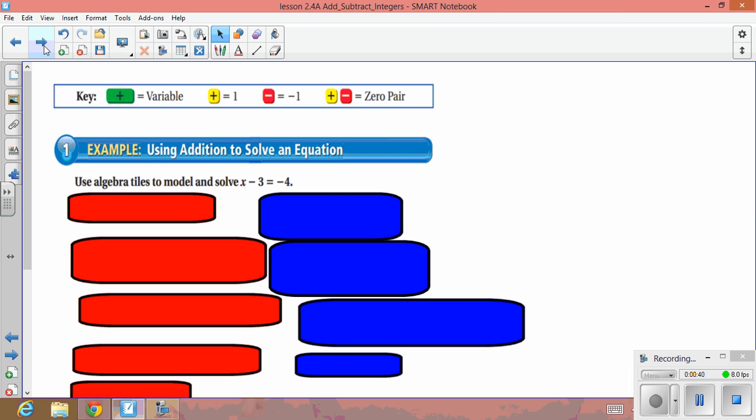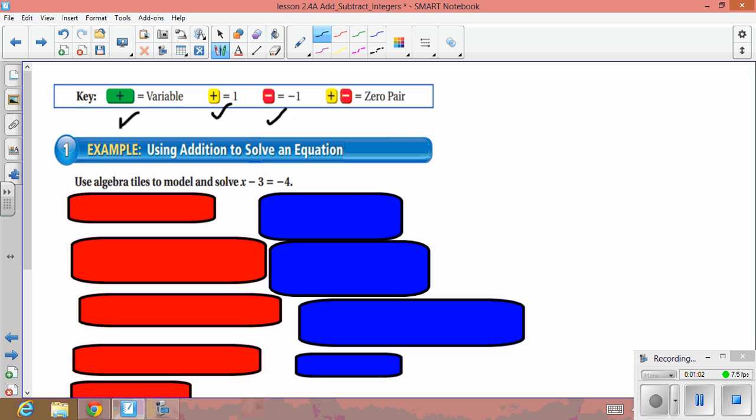If you take a look at the top of the screen, you'll notice that we have a key. Anytime you see a symbol like this, it's a plus in green, that's our variable. And these two should look familiar from when we did the integer lesson. The yellow represents positive and the red represents -1.